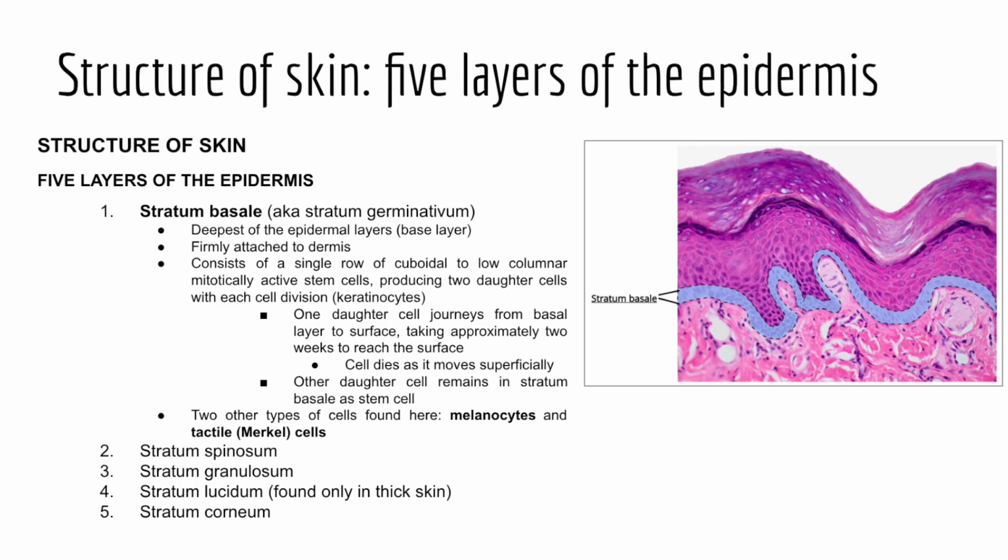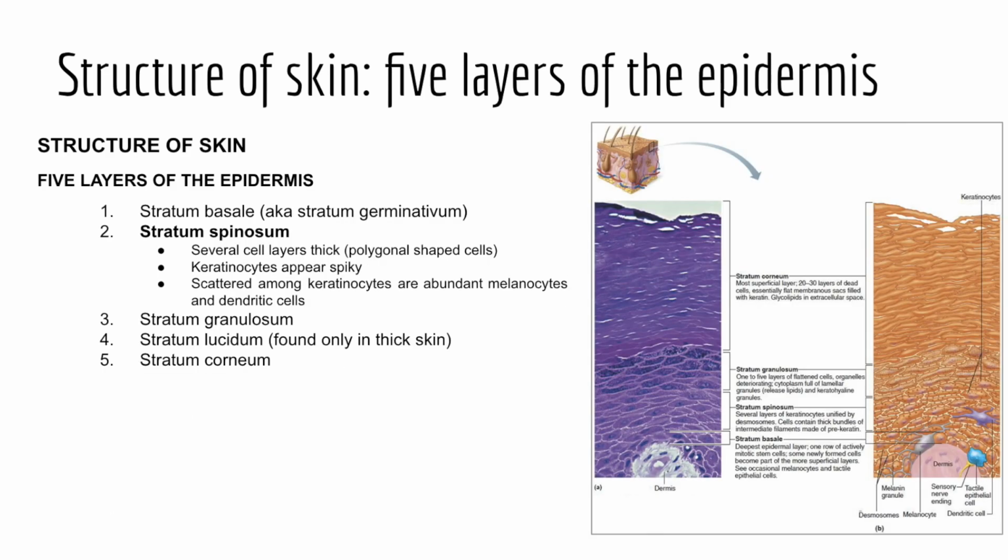Moving superficially, we go from our stratum basale layer to our stratum spinosum layer, sometimes called the prickly layer, with somewhat polygonal shaped cells. As compared to the stratum basale layer making up just one single layer or row of cells, the stratum spinosum layer commonly is 8 to 10 rows thick. We often find melanocytes in this region, or at least the tentacle-like structures of melanocytes, as well as dendritic cells in this layer acting as phagocytes.